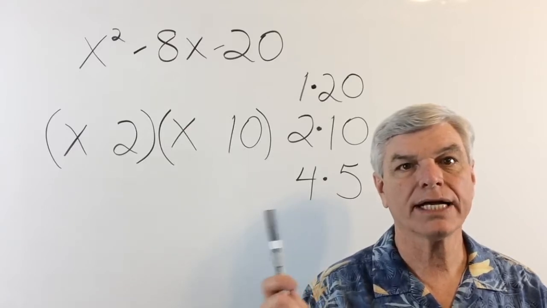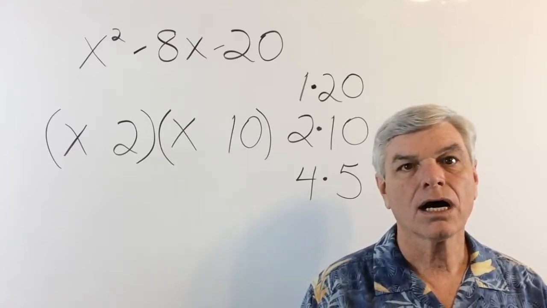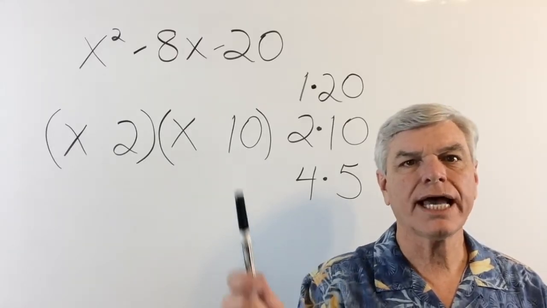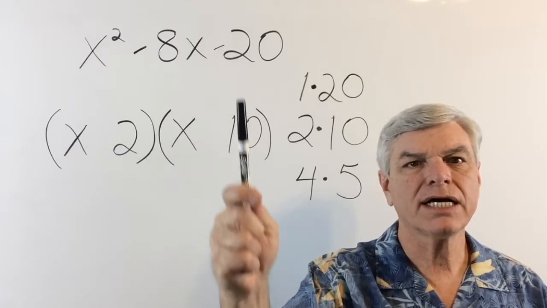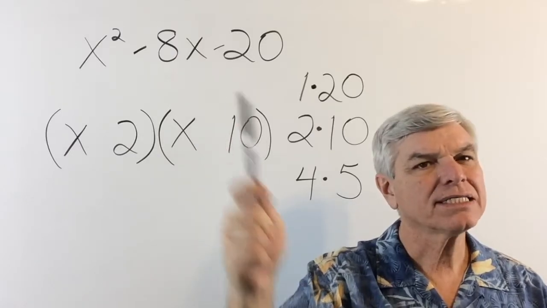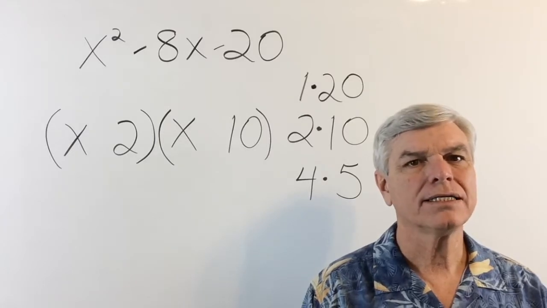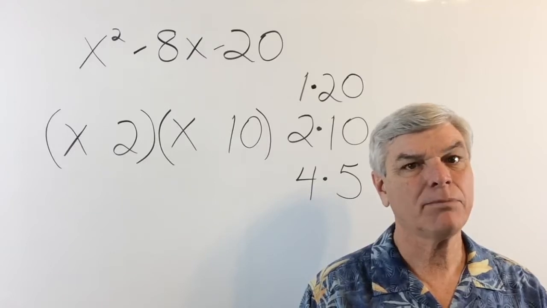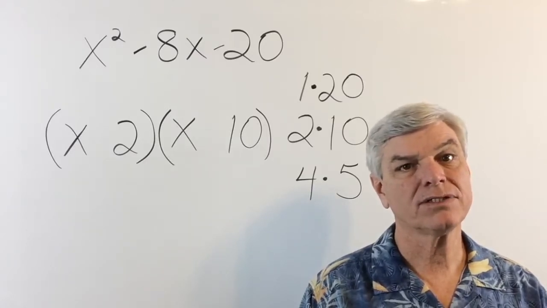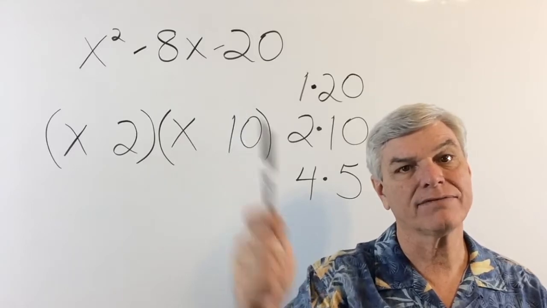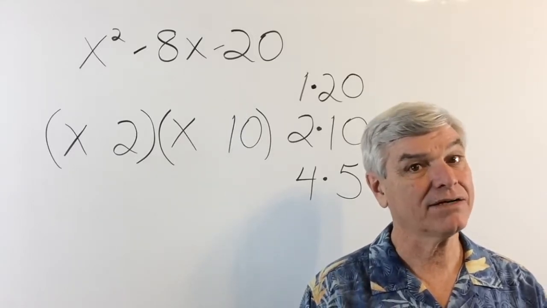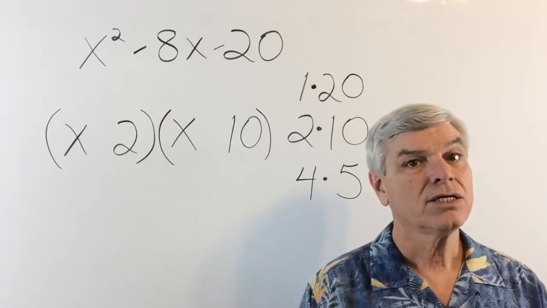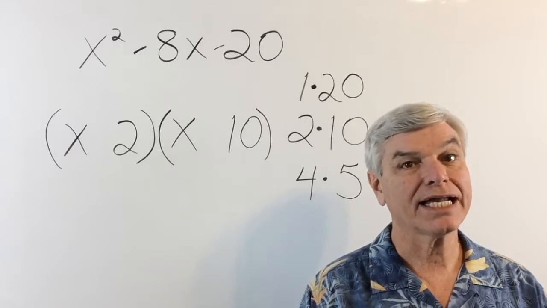Okay, and that is correct. The only thing that is missing are our signs. And so let's look at the 20. We're multiplying 2 times 10 to get to 20, but it's a -20, which means what? 2 or 10 has to be negative. They can't both be positive. +2 times +10 is not -20. And they can't both be negative. -2 times -10 is +20. So only one can be negative.